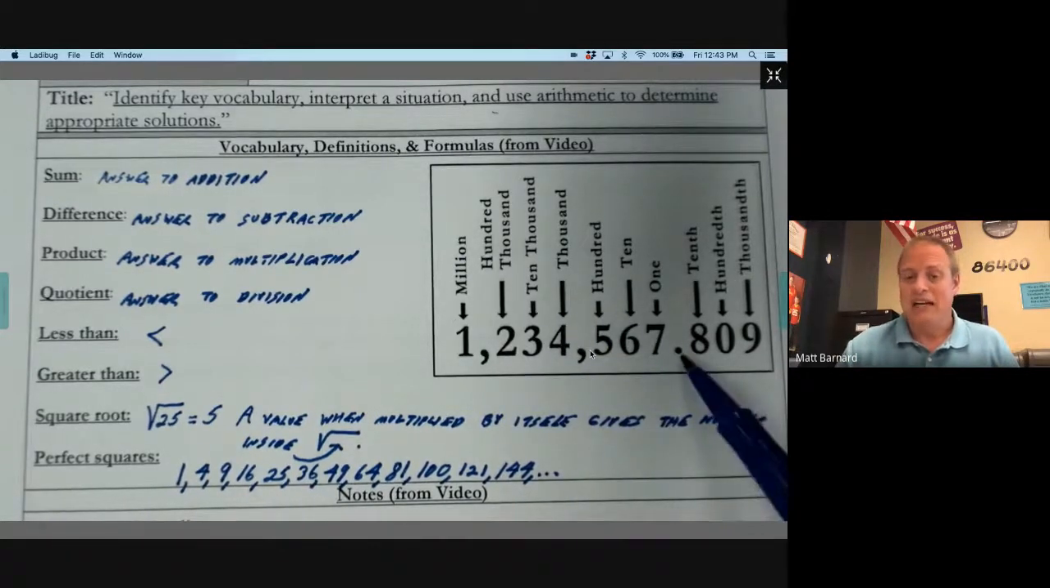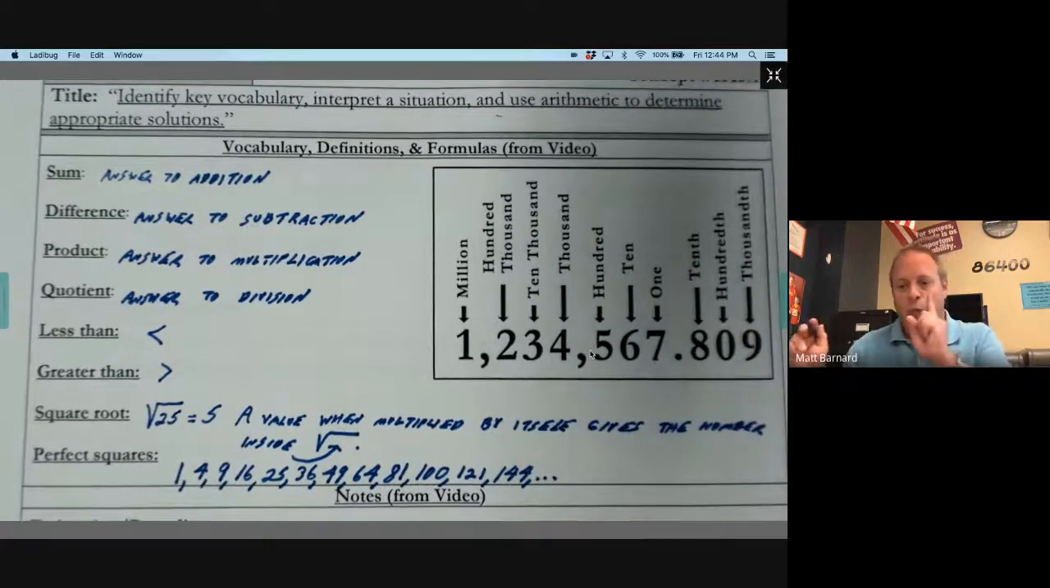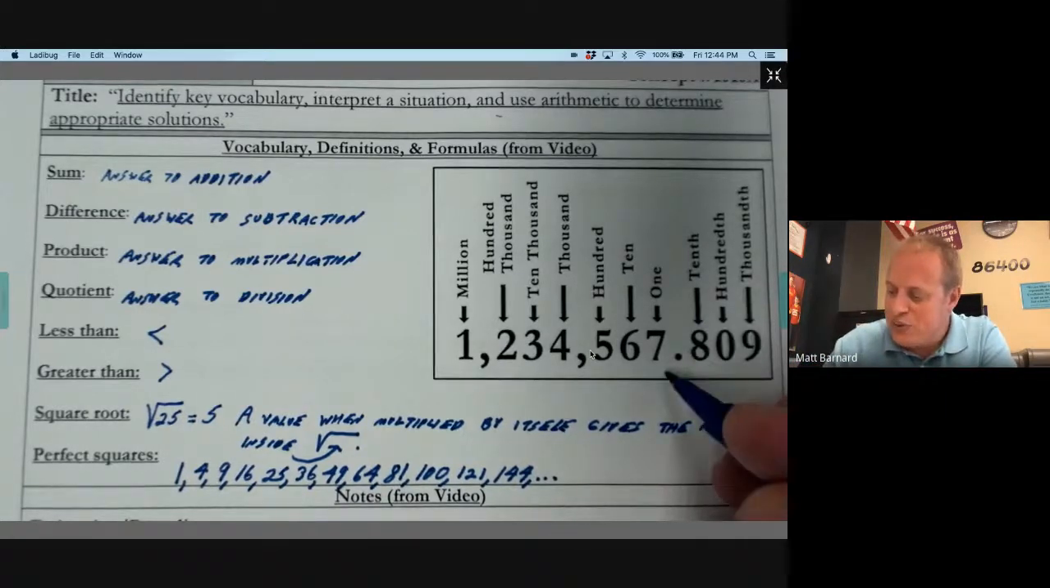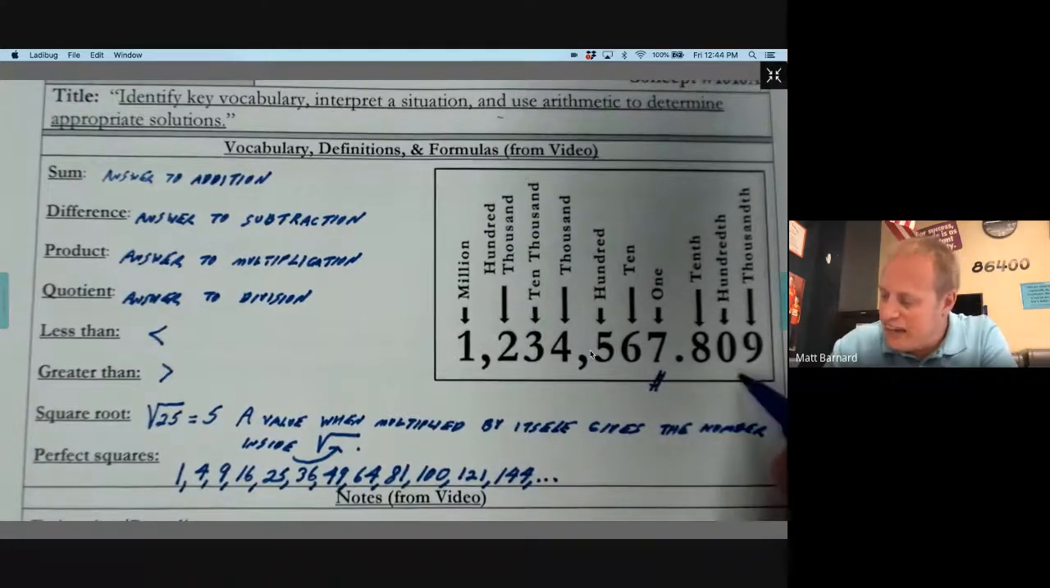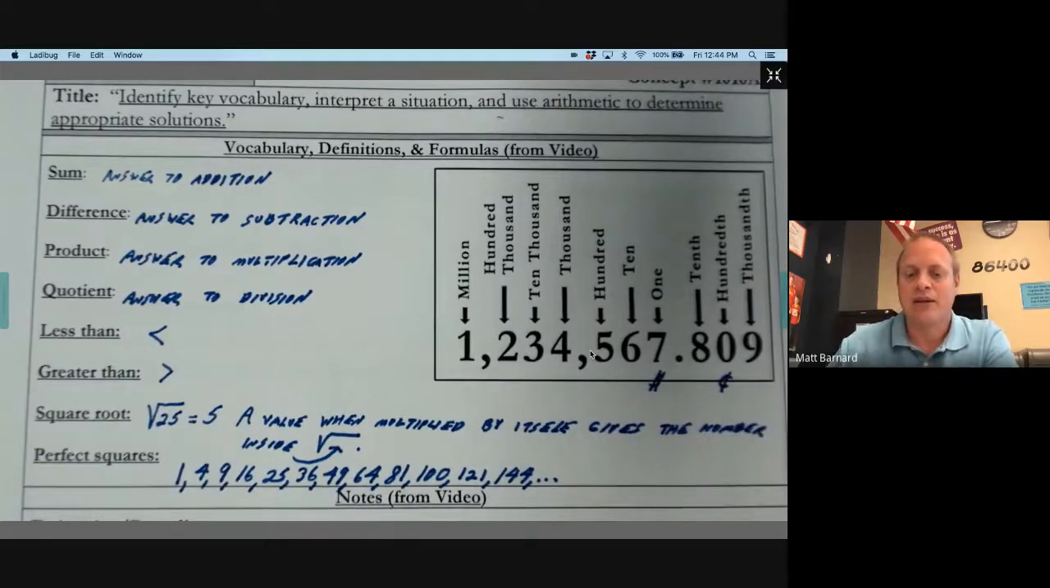Notice when we get to the right of the decimal, the places become tenths, hundredths, and thousandths. And one important thing, when we round to dollars, we're rounding to that ones place. Just going to put a little note there. And when we're rounding to cents, that's like rounding to the hundredths place. And you're going to need to be able to do a lot of rounding as we go through this entire course.